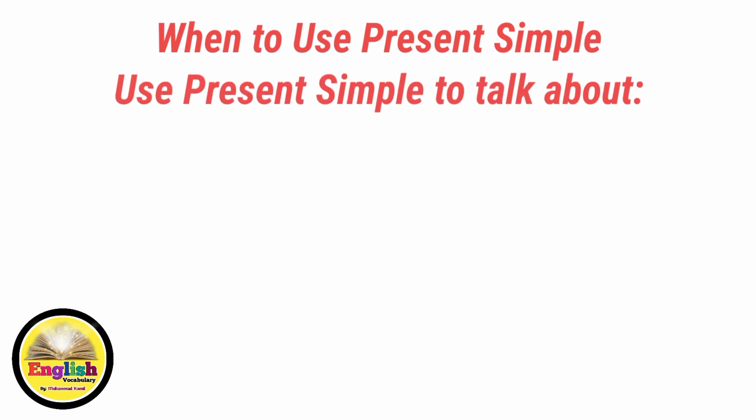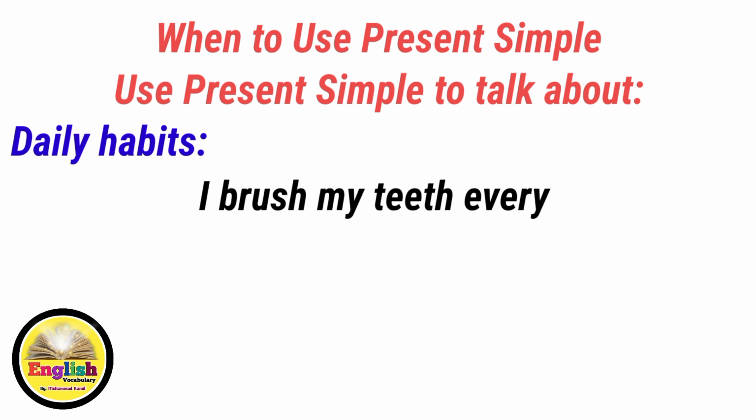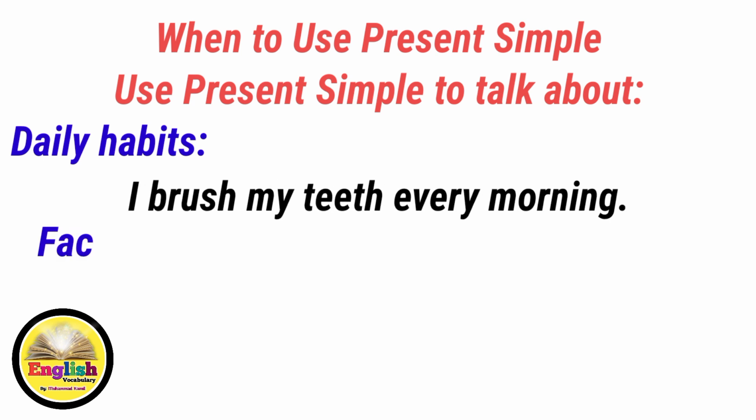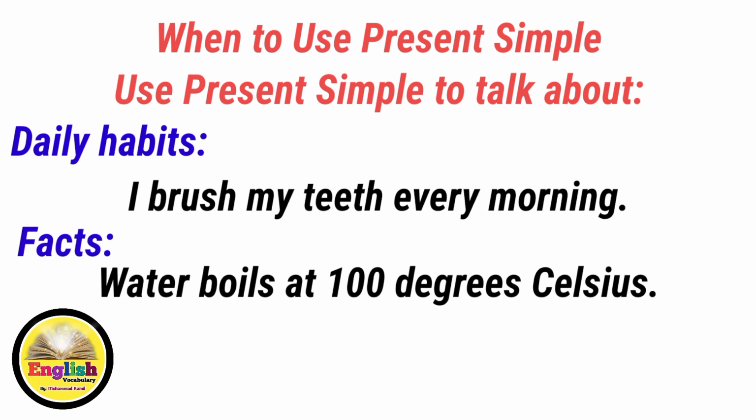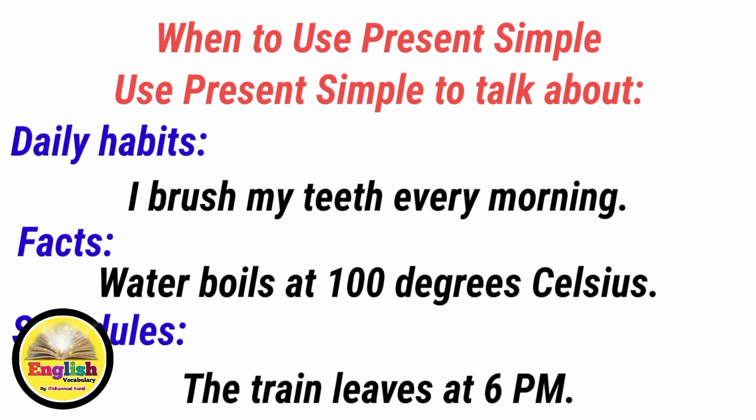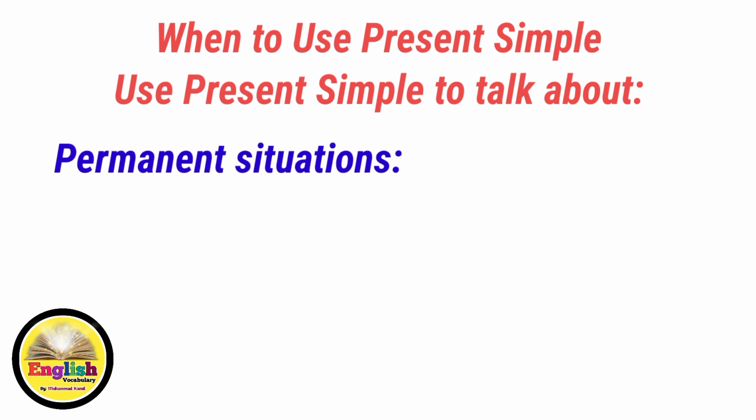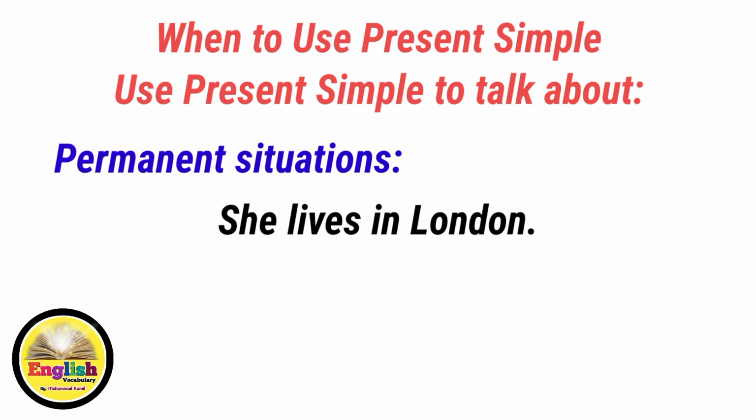When to use present simple? Use present simple to talk about daily habits. I brush my teeth every morning. Facts: water boils at 100 degrees Celsius. Schedules: the train leaves at 6 p.m. Permanent situations: she lives in London.